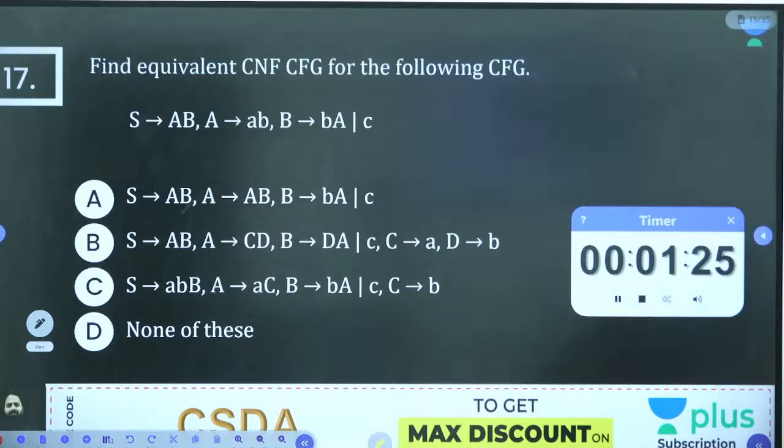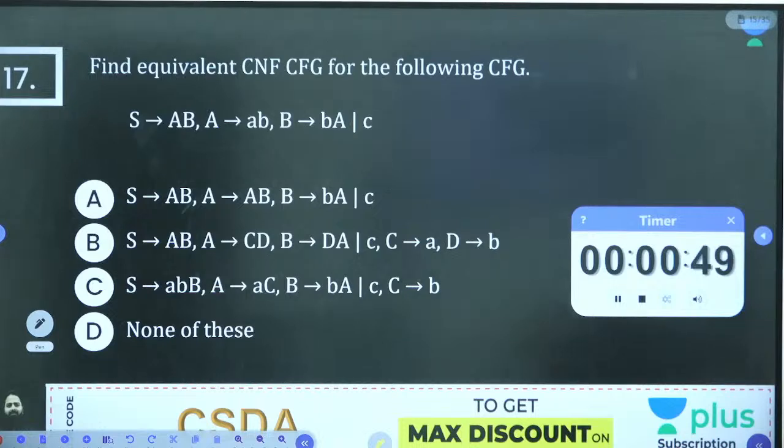Can you name the options? Which options are not Chomsky normal forms? Yeah, not only A, there is one more. Can you see that? A is not CNF as well as? C is also not in CNF.